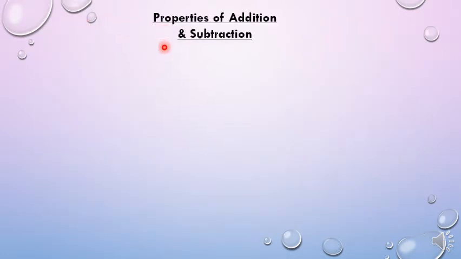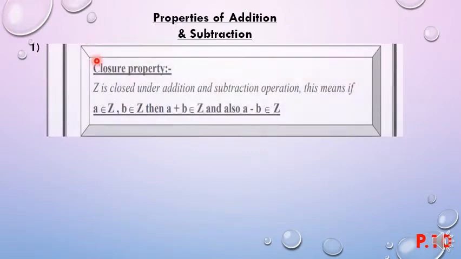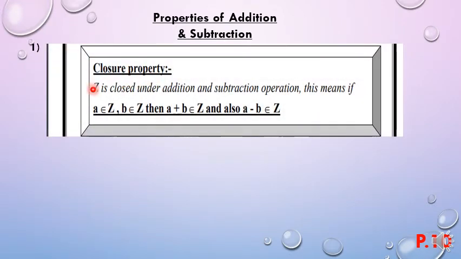Properties of addition and subtraction. Page 10. First property is closure property. Z is closed under addition and subtraction operation. This means if A belongs to Z, B belongs to Z, then A plus B belongs to Z, and also A minus B belongs to Z.